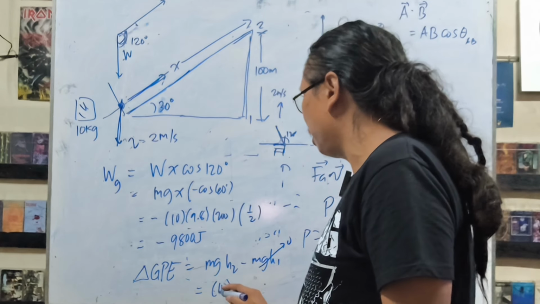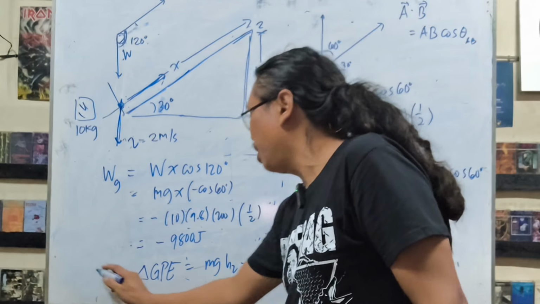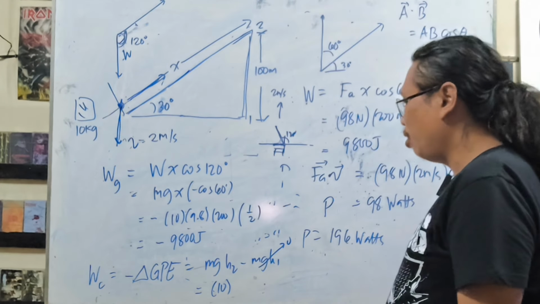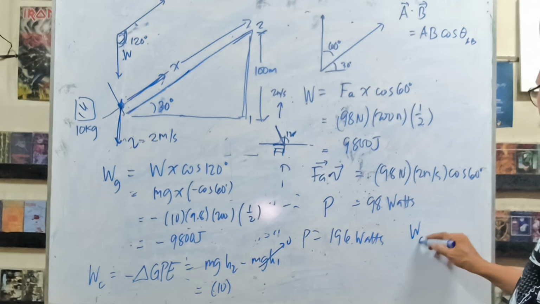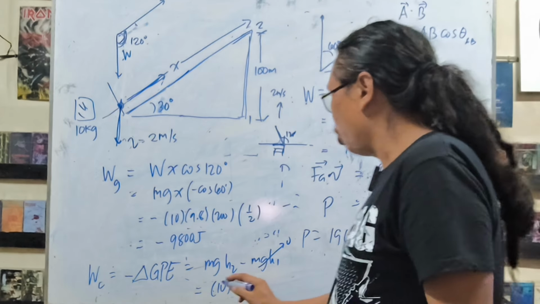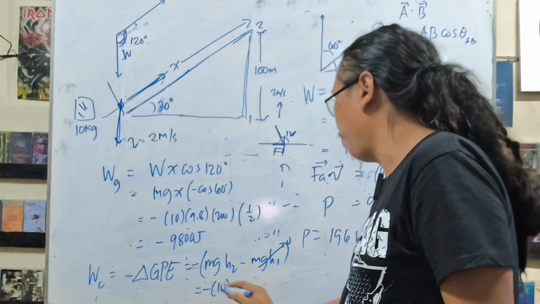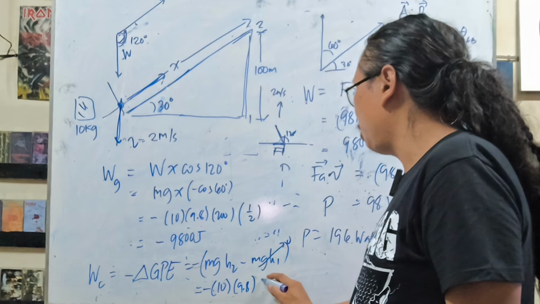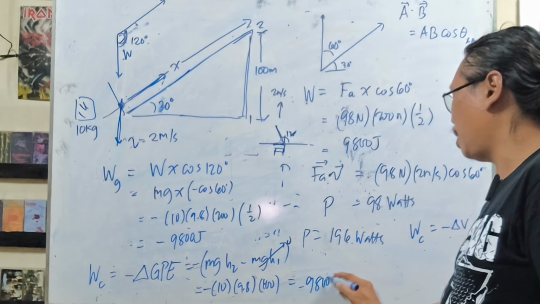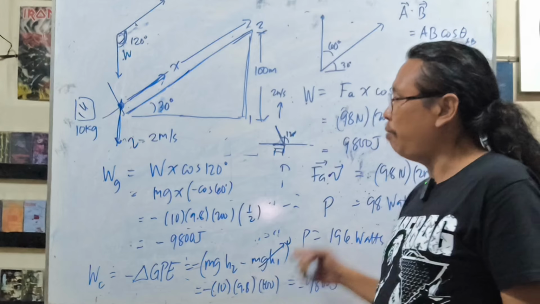Okay, this is just 10. Sorry, it's not, this is a negative. The work done by the conservative force is equal to the negative of the change in the potential energy. Remember, the work done by the conservative force is negative delta V when we derive the conservation of energy. So there's a negative right here. This is a negative 10 times 9.8 times H2 is 100, and you get, again, negative 9,800, which is just the change in the potential energy, as we have established.